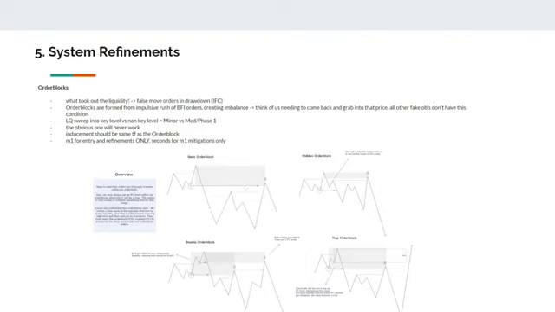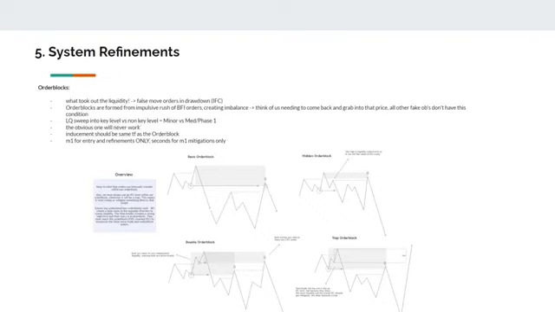Okay. Just a summary: what took out the liquidity? False moves in the opposite direction, or in drawdown. Order blocks are formed from impulsive rushes of orders. They take out this inducement and then bang, it runs, creates imbalance. Going back to the basics: creates imbalance, break of structure, impulsiveness, inducement, mitigation. Simple as that.